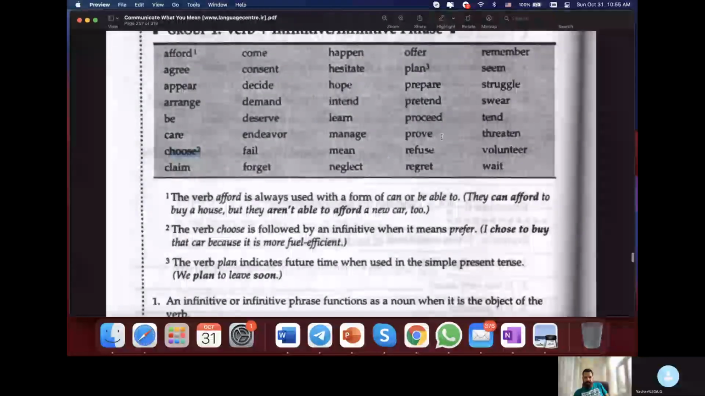The verb plan, number three, indicates future time when used in the simple present tense. We plan to leave soon, means we are going to go.